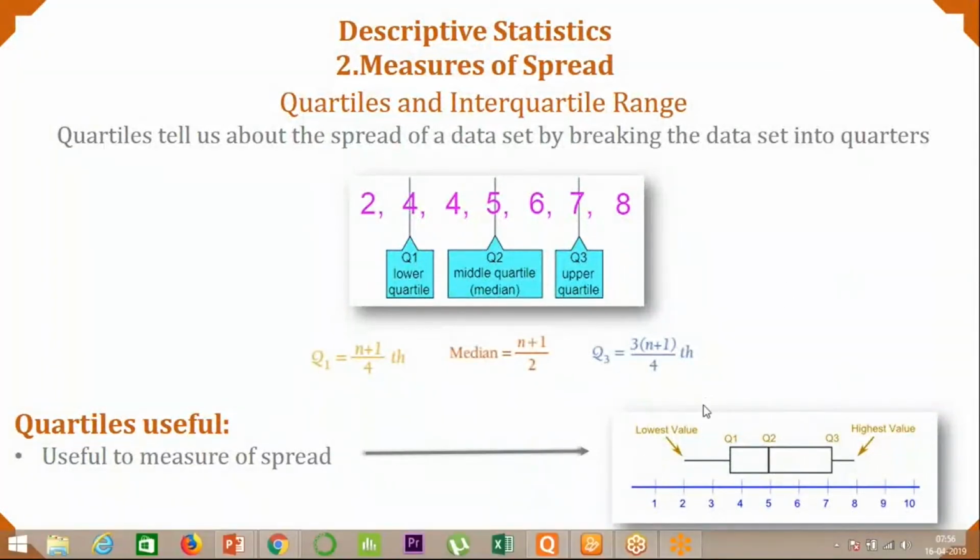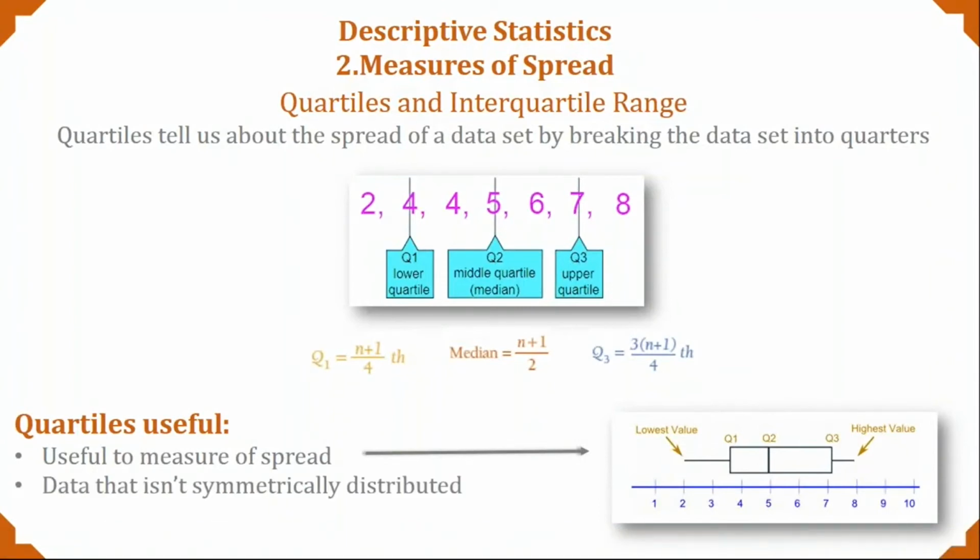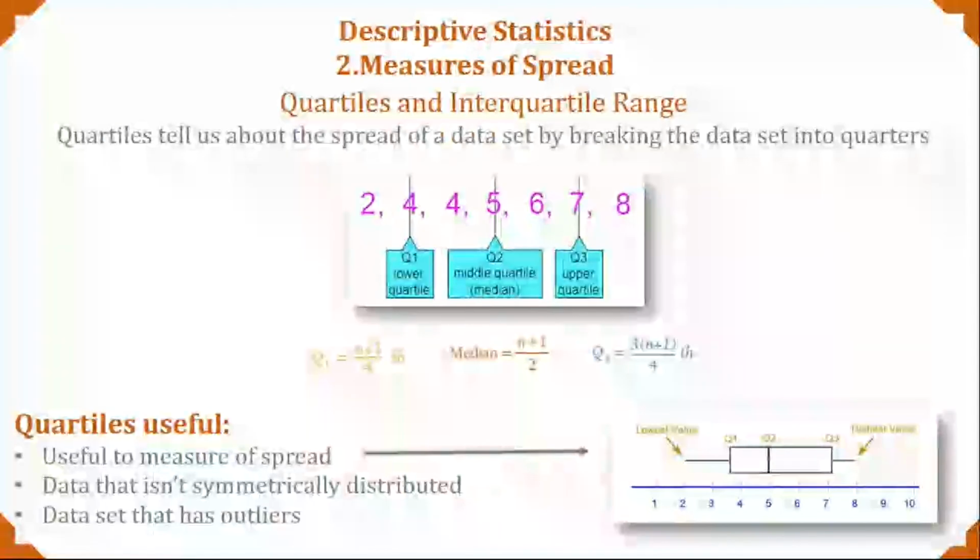Just by looking at the box and whisker plot, we can understand the symmetry of the distribution of a particular column or a variable. And if the data isn't symmetrically distributed, we could also get it. And finally, if the data has outliers or not. By looking at the box and whisker plot, we can understand if there are outliers or not in the data.